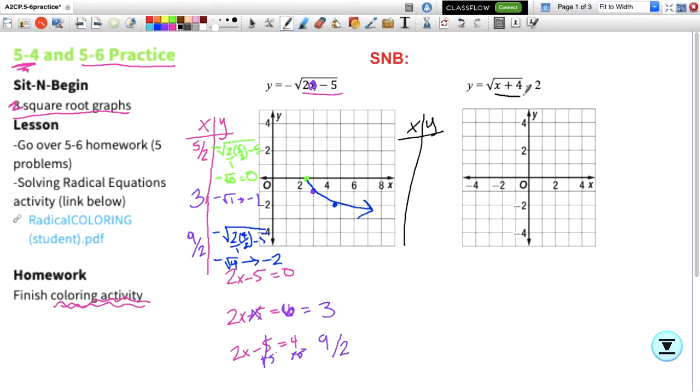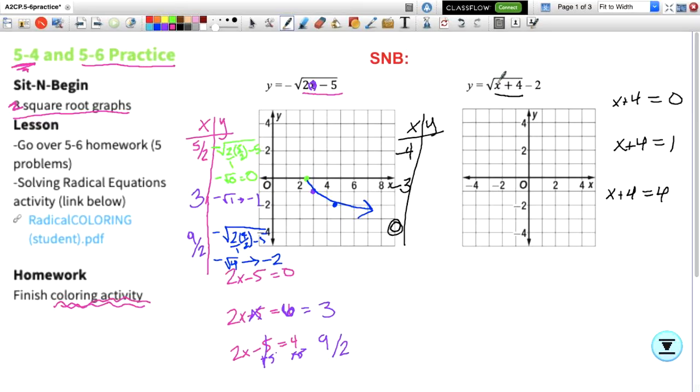I'm going to take just my radicand, x plus 4, and set it equal to 0. I'm going to take x plus 4 and set it equal to 1. And I'm going to take my x plus 4 and set it equal to 4. So I'm going to subtract 4 here, and I get negative 4. I subtract 4 here, and I get negative 3. And lastly, I subtract 4 here, and I get 0. So these are the x values that I plug in to get my coordinate pairs.